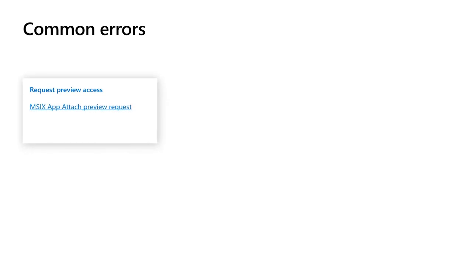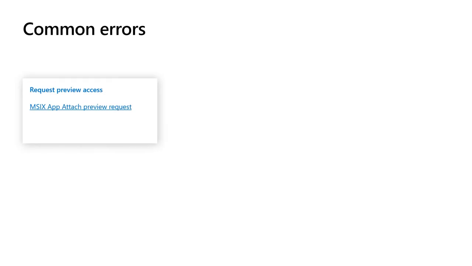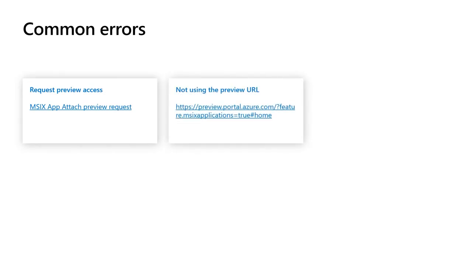The first is your subscription needs to be whitelisted. If that hasn't happened, there's no chance of App Attach ever working. There is a form that needs to be completed. You just need to submit your subscription ID. It will get whitelisted, and then that capability will be active on your Azure subscription. Once your subscription is whitelisted, you need to make sure that you are using the preview URL, which you see listed here. This is a URL with the feature flag enabled, to then go and enable the MSIX capability inside of the Azure portal.